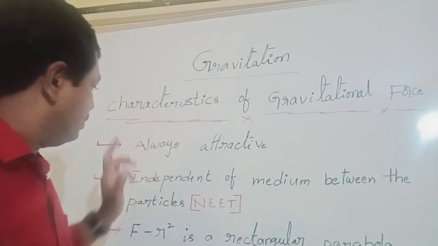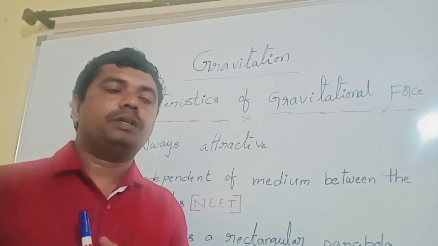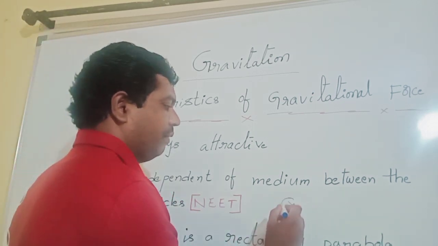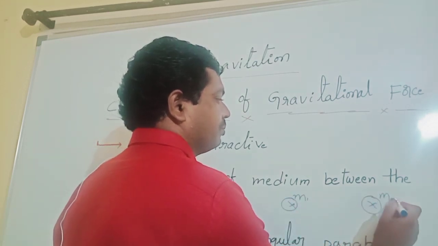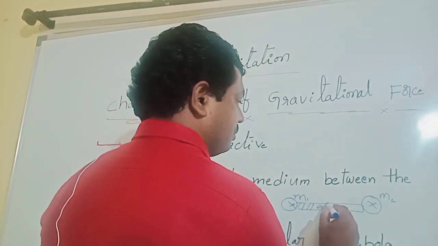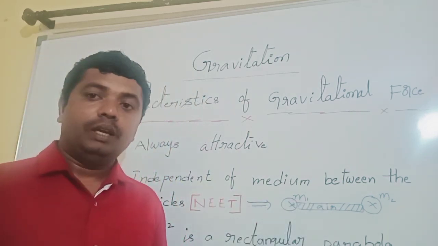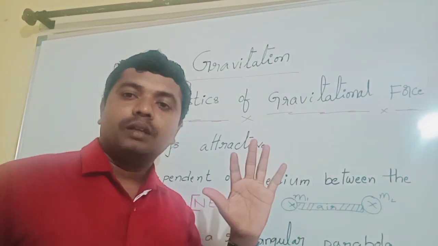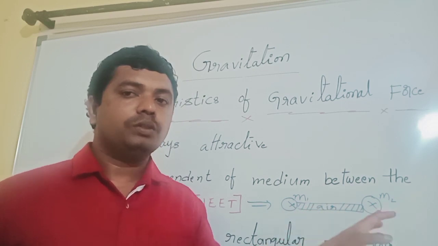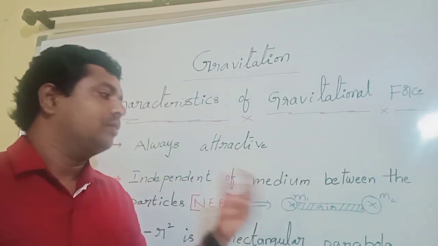Next thing, this force is independent of the medium between the particles. What is the conclusion of this? Suppose there are two objects. Let us consider the first object of mass m1 and the second object of mass m2. Initially the space between these two is occupied by air. Now I fill this gap with some liquid. Even though you fill the gap with liquid, there is no change in the attractive force. That means the force experienced by one body due to the second body never changes. The force is independent of the medium between the objects.